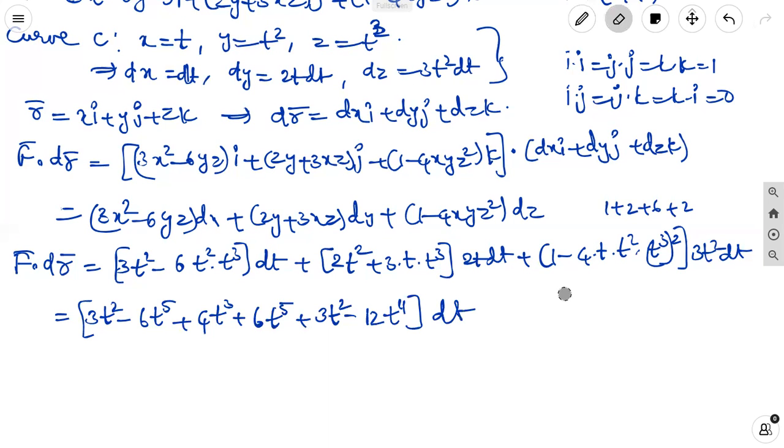Here some terms will get cancelled. 6t power 5 minus 6t power 5 both get cancelled. Here 3t square plus 3t square is 6t square, plus 4t cube, and the single term minus 12t power 11, into dt.